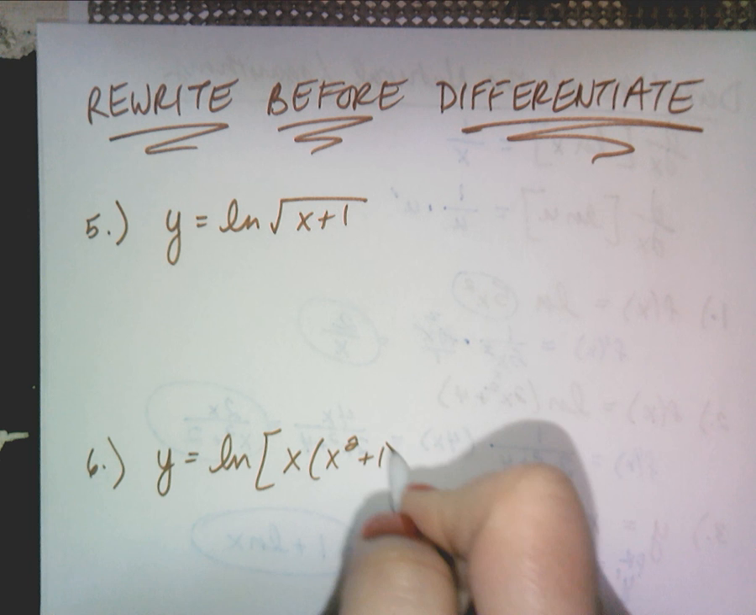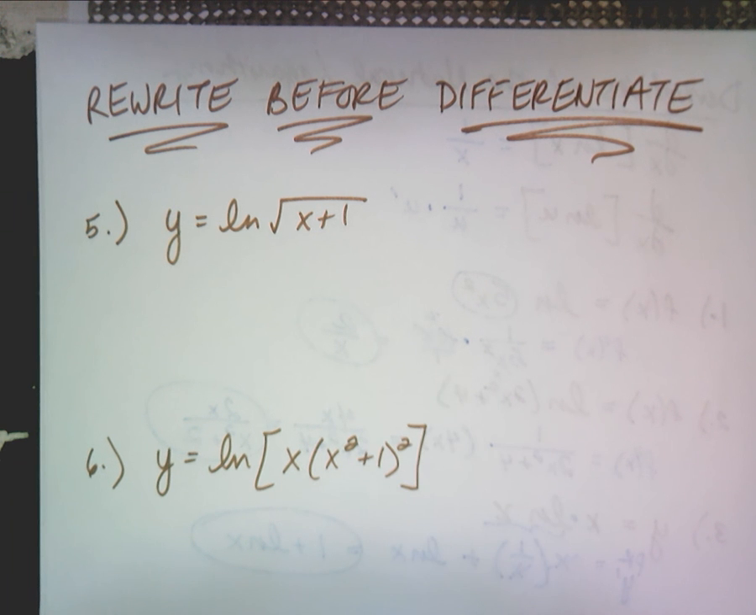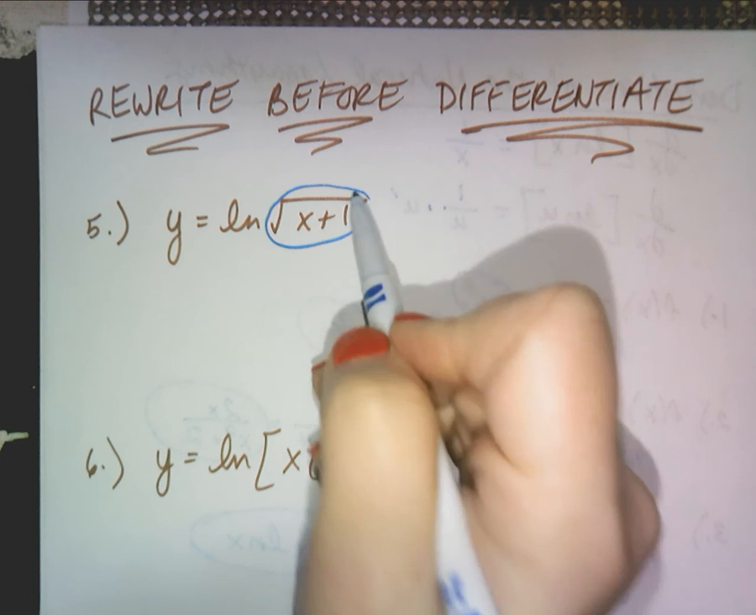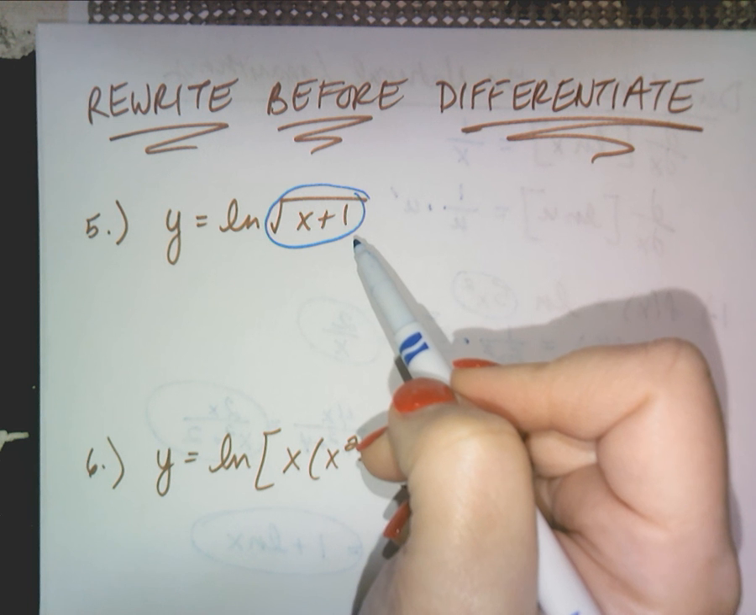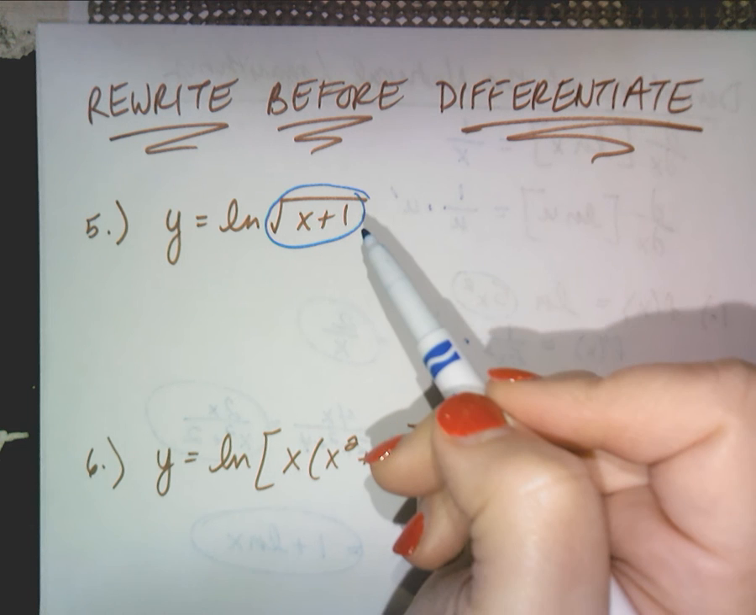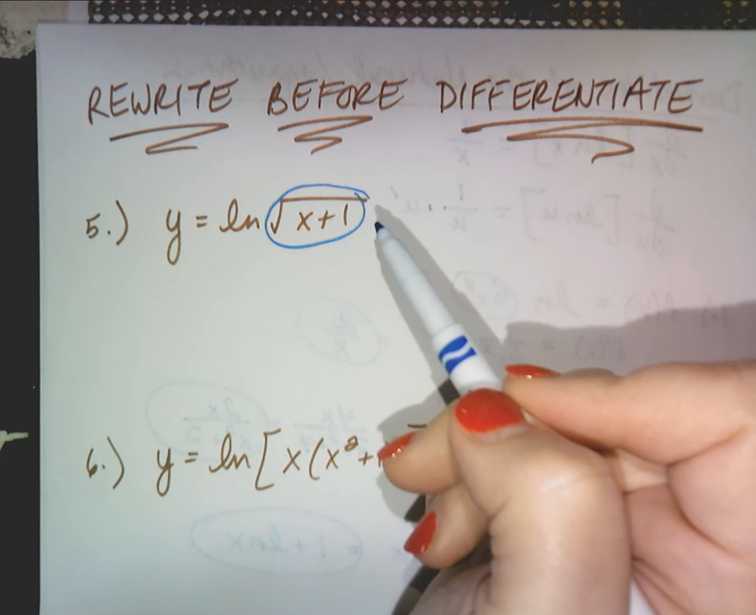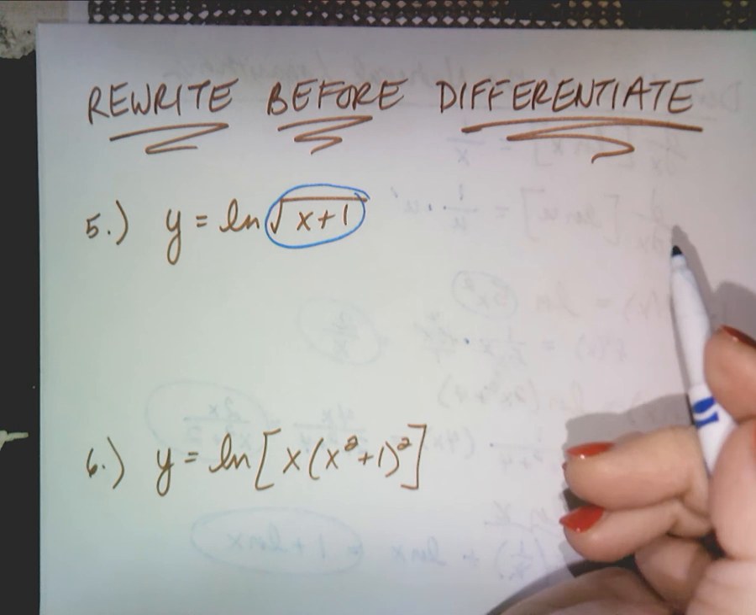X squared plus 1 squared. There we go. So this first one here, you could call this a u, to what power? 1/2. Then you'd have to do what? Chain: 1/2 u to the negative 1/2 times the chain and do all that. Something way easier to do.